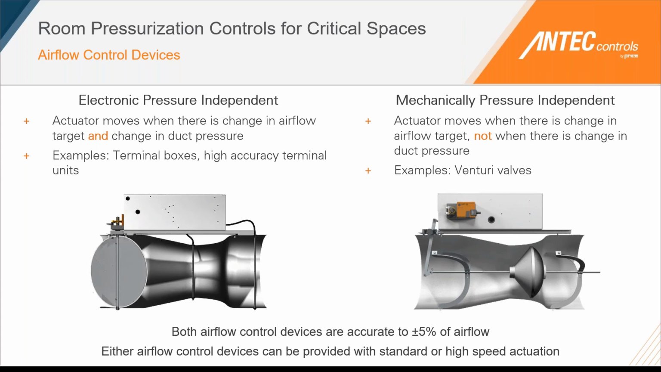The goal, though, when we're talking about these critical space applications, is that accuracy is really important. In order for us to maintain user safety, we have to ensure we can maintain a high level of control. So typically, we're going to want to ensure that both airflow control devices that we utilize in these critical spaces can be accurate to 5% of the airflow. Either of these valves can be provided with a high speed or standard speed actuator, and it will typically allow us to get that accuracy we need.